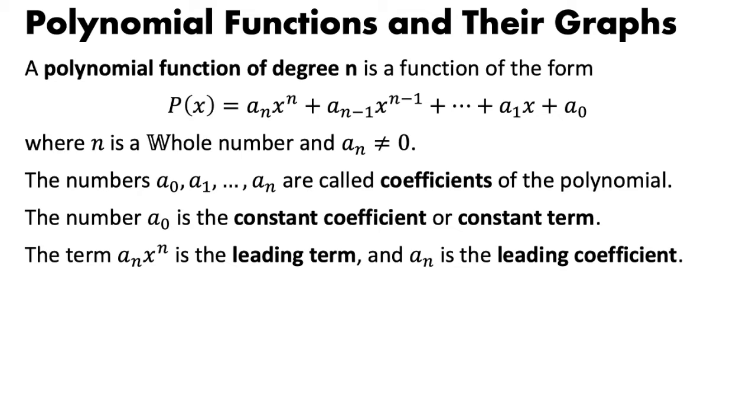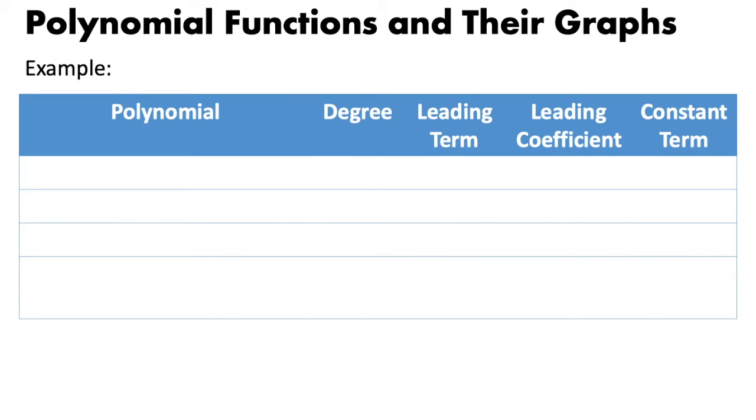And the term a sub n x to the n is the leading term, where a sub n is the leading coefficient. So here's an example. Given this polynomial p of x equals 4x minus 7, the degree is 1, the leading term is 4x, the leading coefficient is 4, and the constant term is negative 7.